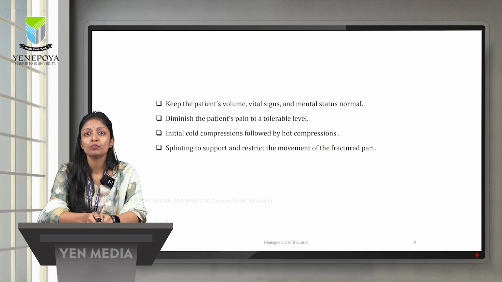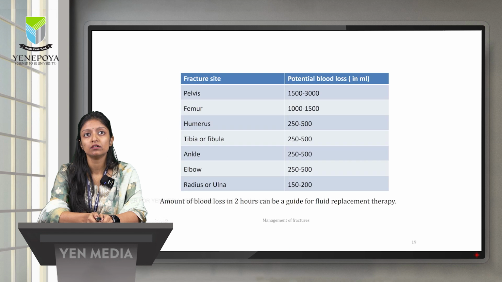Then, firstly, we have to give cold compressions. The cold compressions are to be given for the first 48 to 72 hours. Why is it done? So that the swelling reduces and also the blood vessels are constricted, minimizing the bleeding. Now, once the acute phase is over, after 72 hours, we follow up with hot compressions. Why? Because hot compressions promote blood flow to that area, which in turn promotes healing of the area. Lastly, splinting to support and restrict the movement of the fractured part is a vital part.